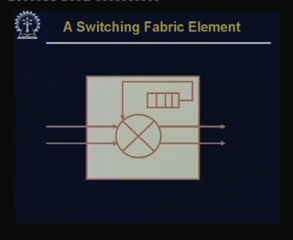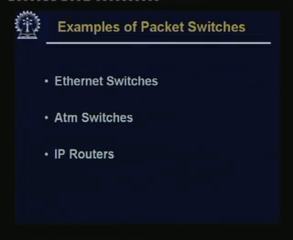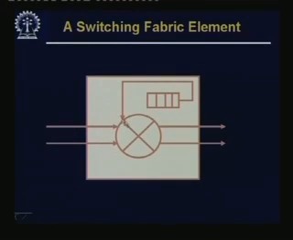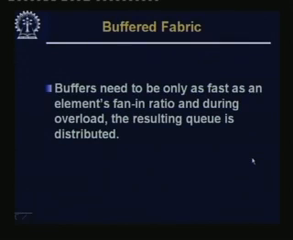So, this is an example of a switching fabric element. You look at this, the switch is in the center, with two input lines coming in, and then you have a buffer over here. If the next switching element is busy, then the packet can be put in the buffer. From the buffer it will come back to the switch and then get switched when the next element is available. So, in a buffered fabric, buffers need to be only as fast as an element's fan in ratio, and during overload the resulting queue is distributed.